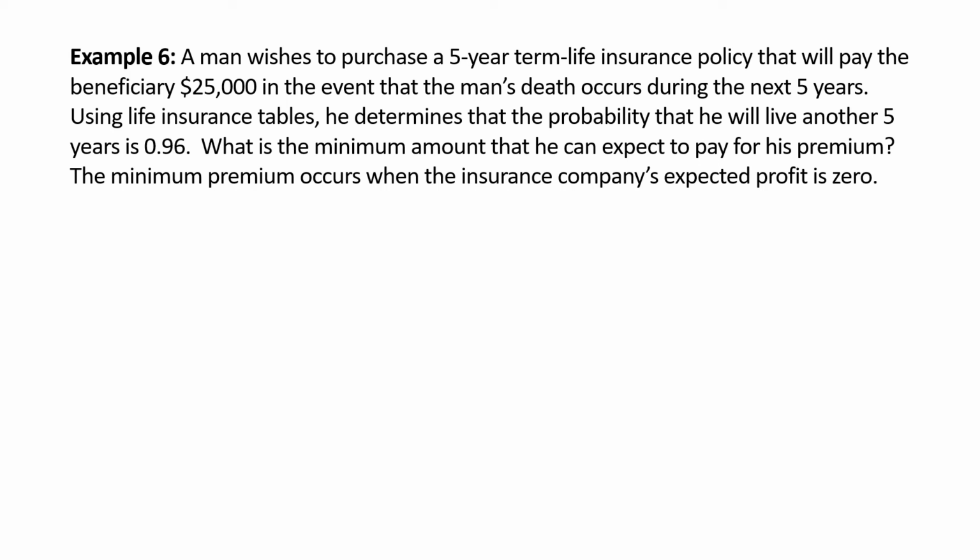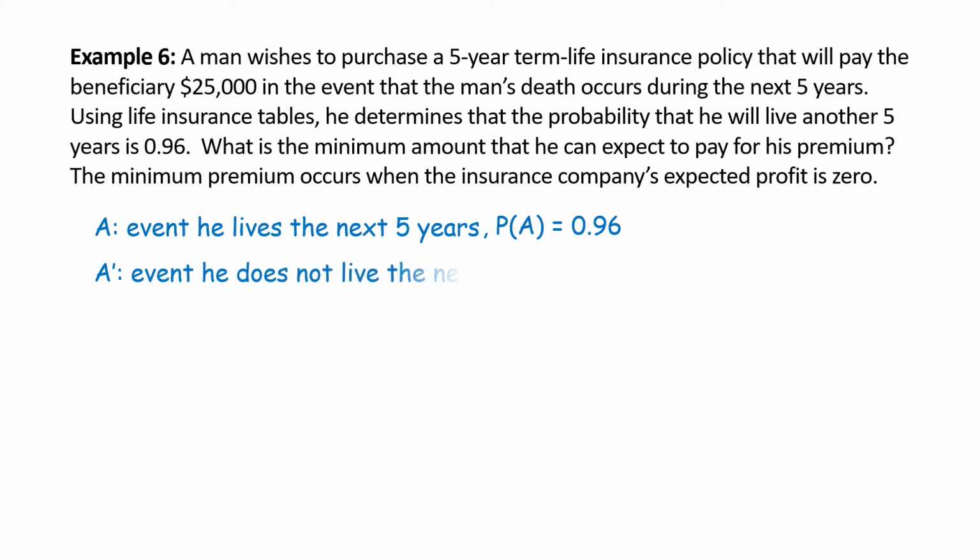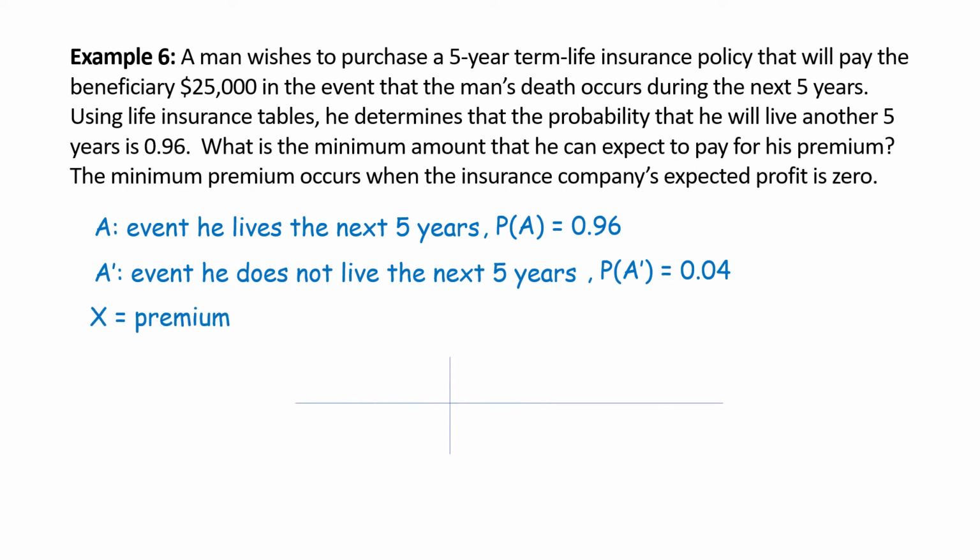Let's identify some events. We'll let A be the event he lives the next 5 years. The life insurance tables told him that that probability is 0.96. So the complement of he lives the next 5 years is that he does not live the next 5 years. Then the probability of the complement would be 0.04. Just a quick reminder, the probability of an event added to the probability of the complement of that event is 1. What we are looking for is his premium payment. So let's let X equal the premium. That's what we're solving.